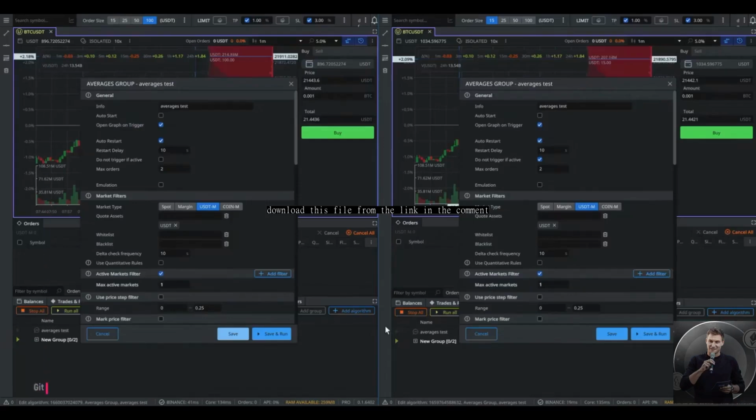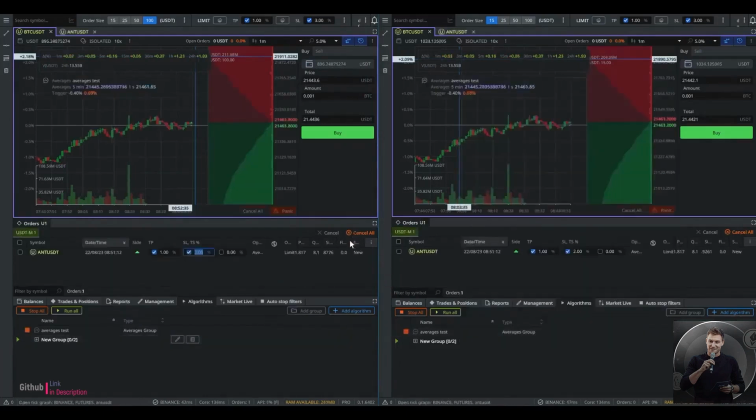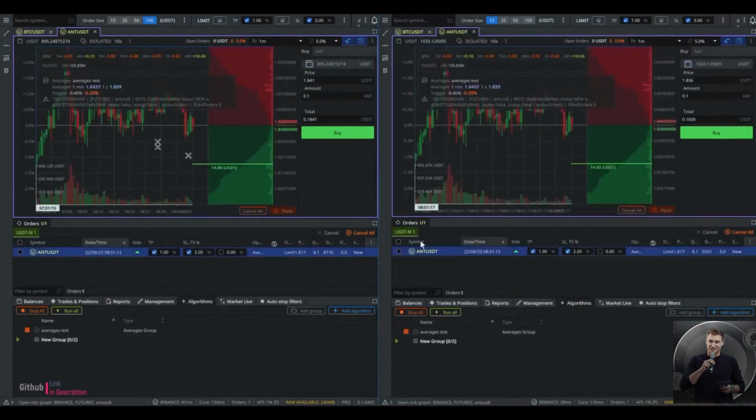"Do not trigger effective" does not trigger algorithms in the markets that already have placed orders or positions opened by this algorithm. Now let's run two algorithms with identical settings. On the left we have "do not trigger effective" disabled, on the right it's enabled. Let's wait for triggering. And so the trigger is executed. Let's wait for the second triggering after 10 seconds.